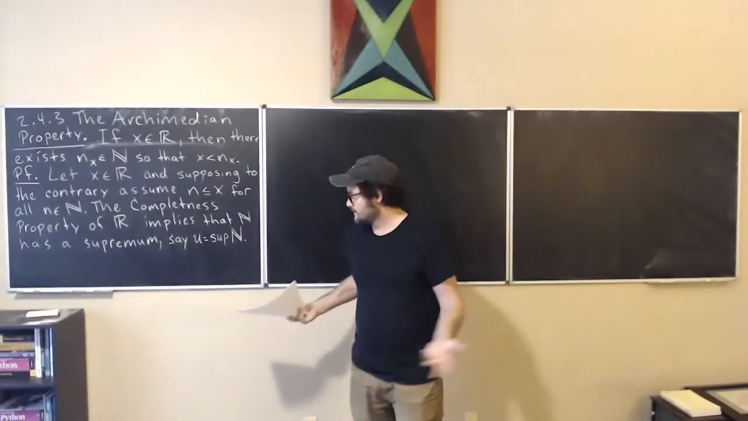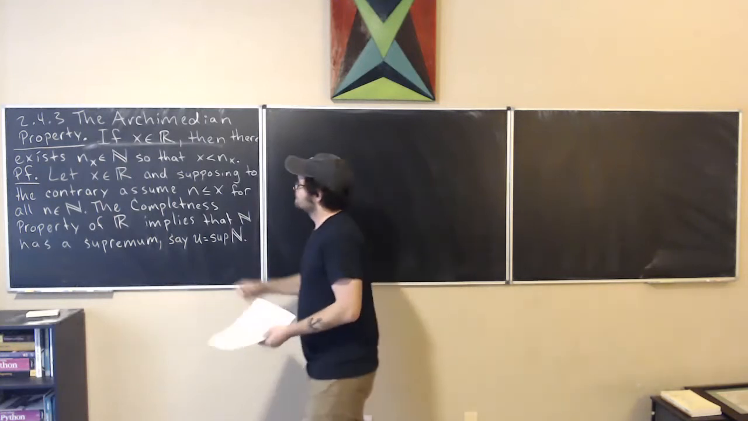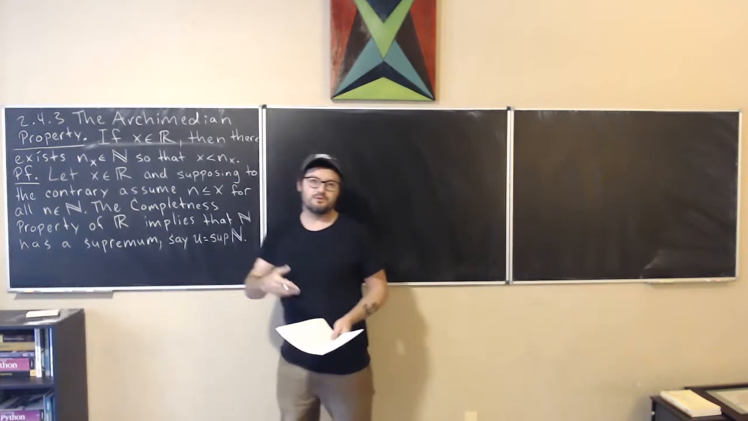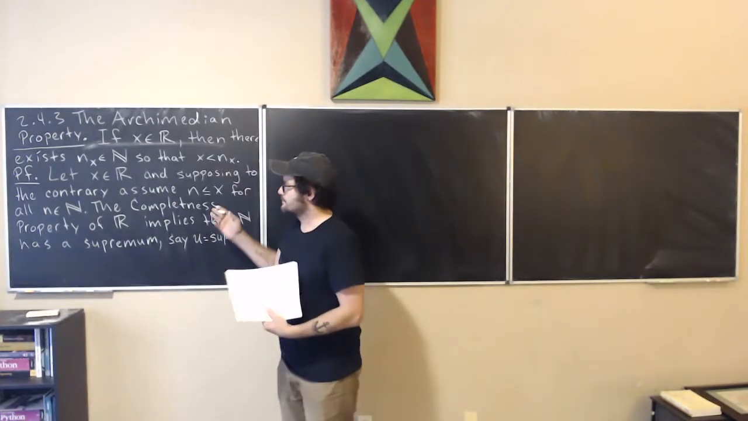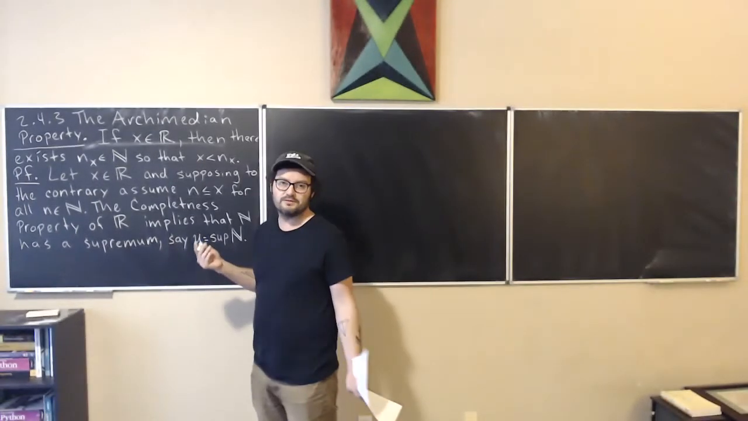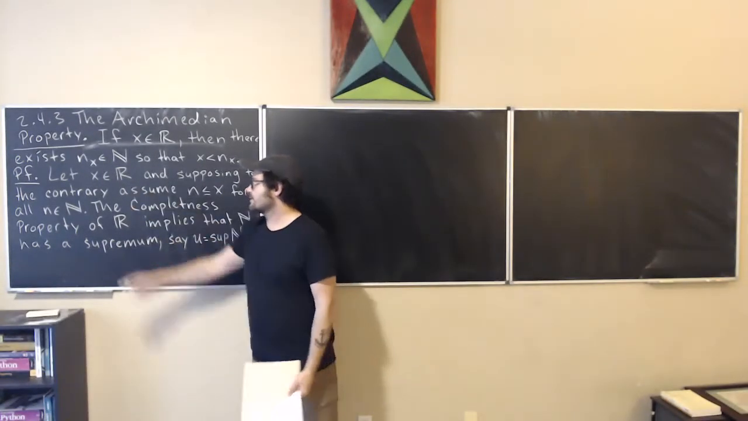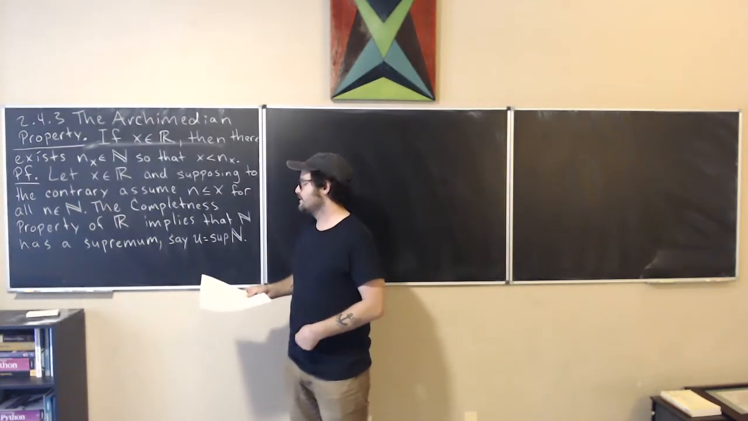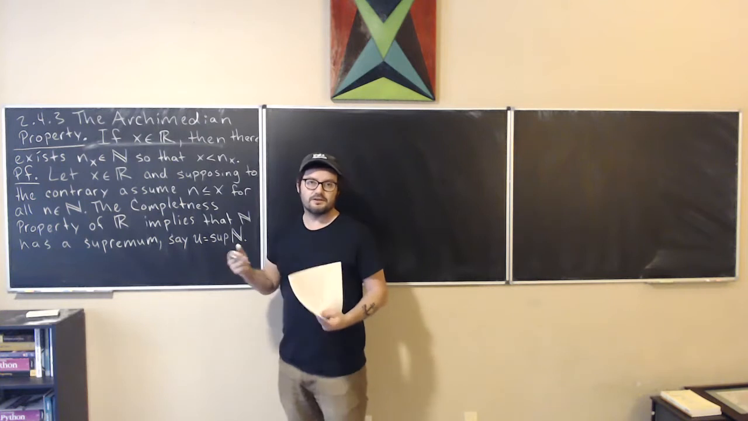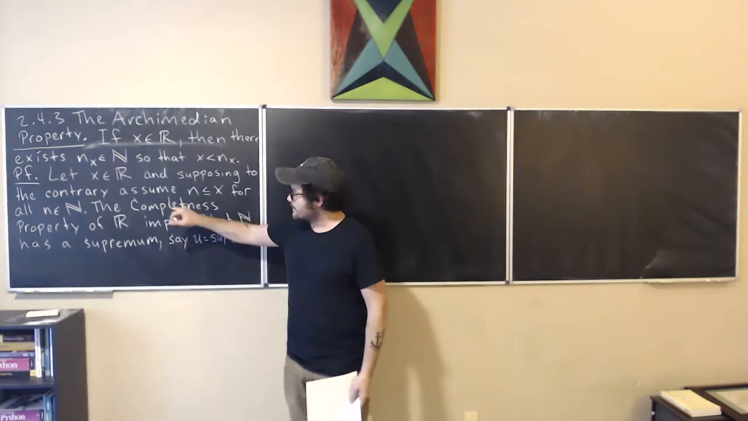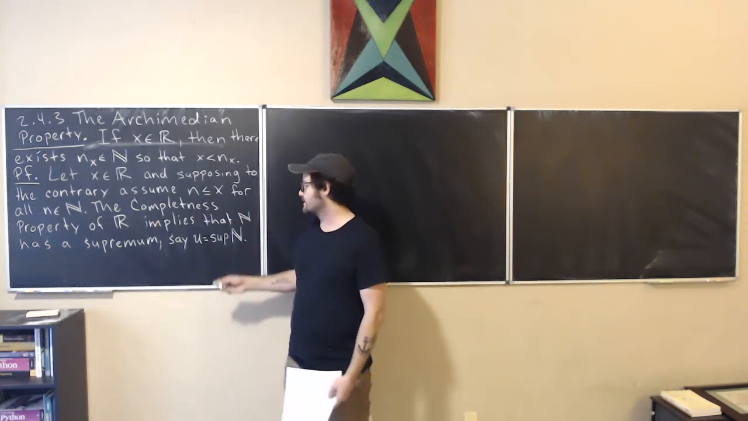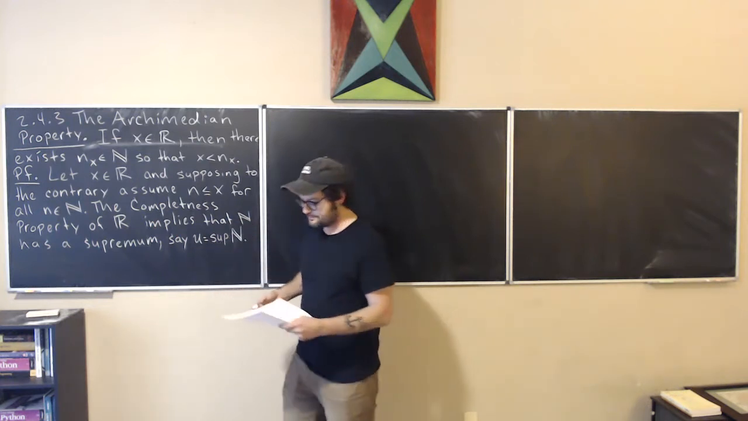And so again, what are we doing? We want to show that if we pick an arbitrary real number, there is a natural number larger than that real number. So in our proof, we pick an arbitrary real number and we're going to proceed by way of contradiction and suppose that that arbitrary real number is larger than every natural number, which means that the set of natural numbers is non-empty and bounded above. And the completeness property of R implies that that set has a supremum. We say that supremum is U. Okay.